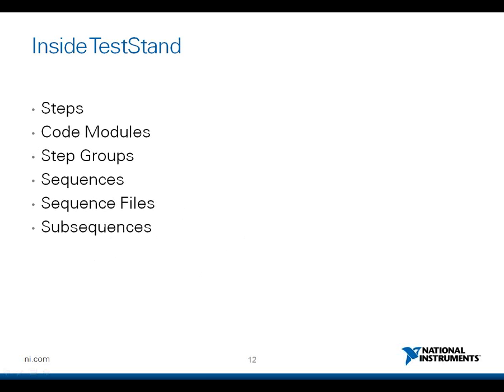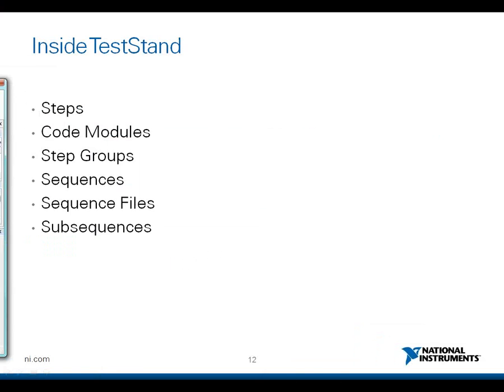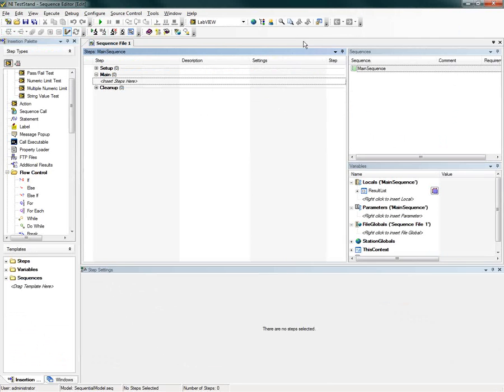So let's just talk a little bit about TestStand. If I just open up my TestStand interface, this is what it looks like as soon as I open it up. So this is sequence file 1, as you can see here, the name of the sequence file that is open. Just like we have VIs in LabVIEW, the sequence file is one particular independent file.